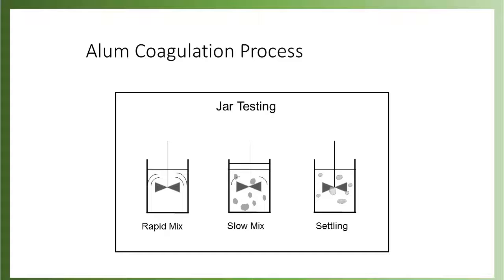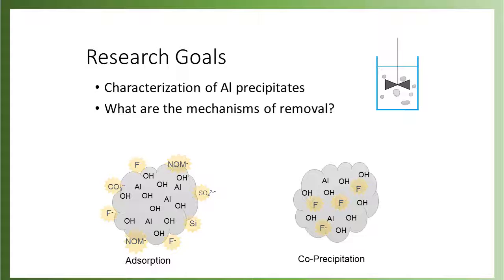So just as a refresher, for the alum coagulation process, we use jar testing. We have coagulant and ligand addition in the front end and a period of rapid mixing, followed by a period of slow mixing to keep the flocs suspended and subsequent settling. My research goals are the characterization of these aluminum precipitates, and more so, what are the mechanisms of removal at play here?